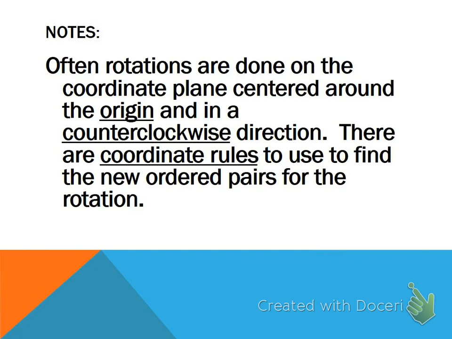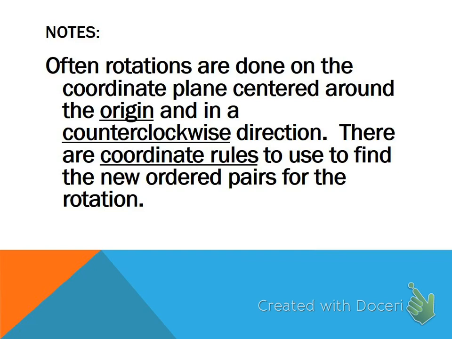Just like yesterday when we looked at the relationship between the X and Y coordinates from the pre-image and the image when we did a reflection, those rules were pretty simple. If you reflect across the X-axis, the X coordinate stayed the same. What happened to the Y coordinate? If the X stayed the same, the Y had to change signs. And then, of course, with the Y-axis, the Y coordinate stayed the same, and the X coordinate had to change signs. We have the same kind of rules for rotations.